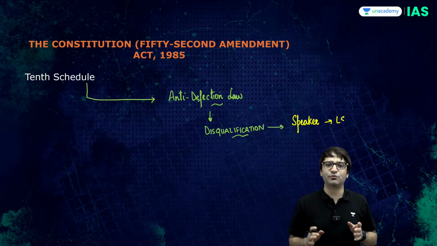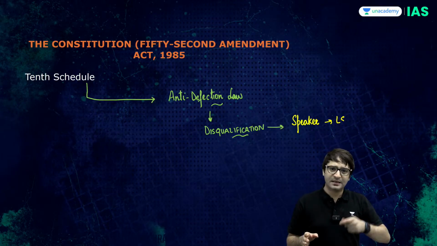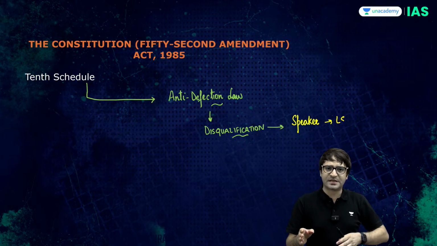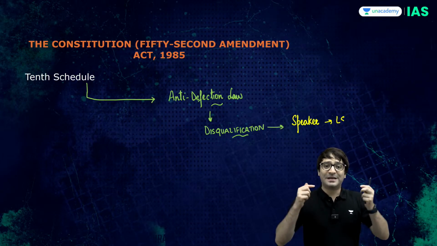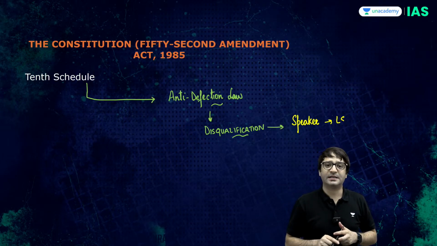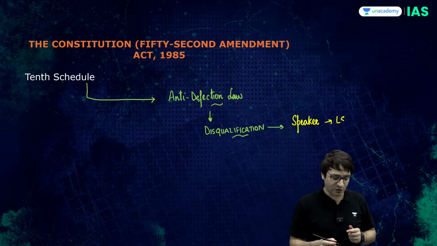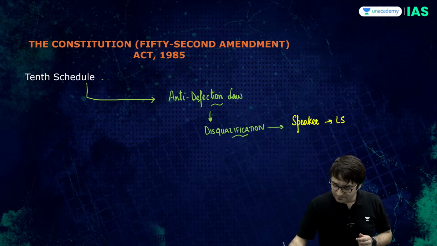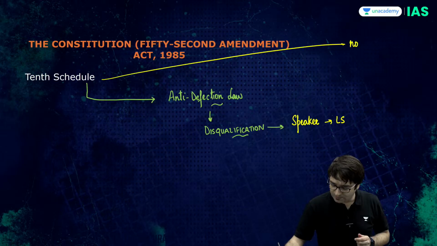So this anti-defection law applies to Lok Sabha, Rajya Sabha, Legislative Assembly, Legislative Council, but it is this 10th Schedule which does not apply to panchayats and municipalities, which does not apply to local bodies.